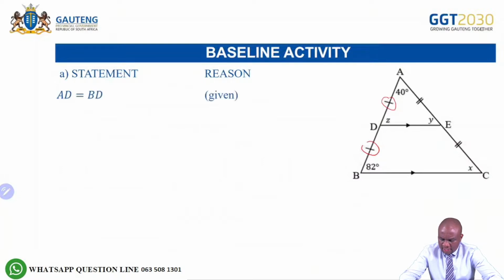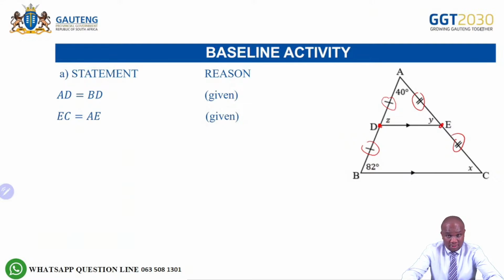Okay, and then what about EC? EC is equal to AE. Right, it does not mean that AD is equal to AE. No. AE is equal to EC, and then AD is equal to PT. Meaning that D is the midpoint of AB and E is the midpoint of AC. Okay, we haven't started the midpoint thing, we're just doing our baseline activity.